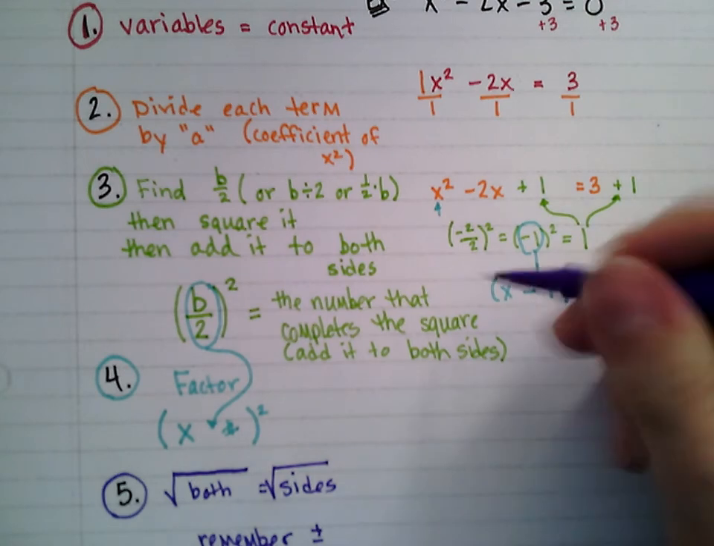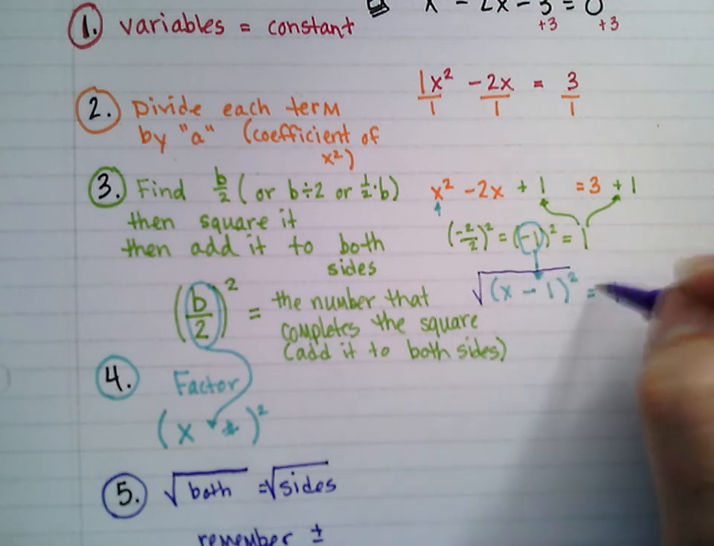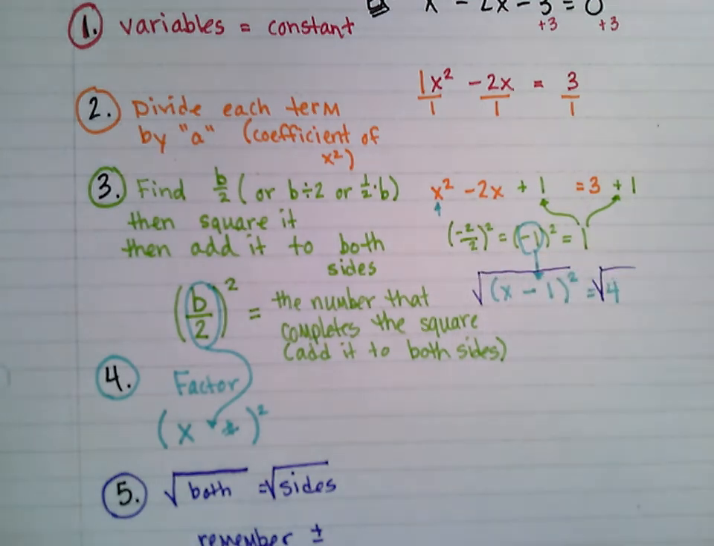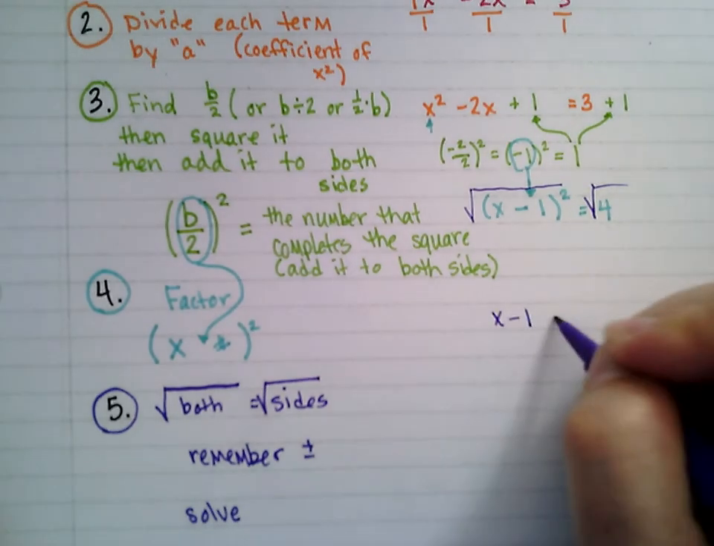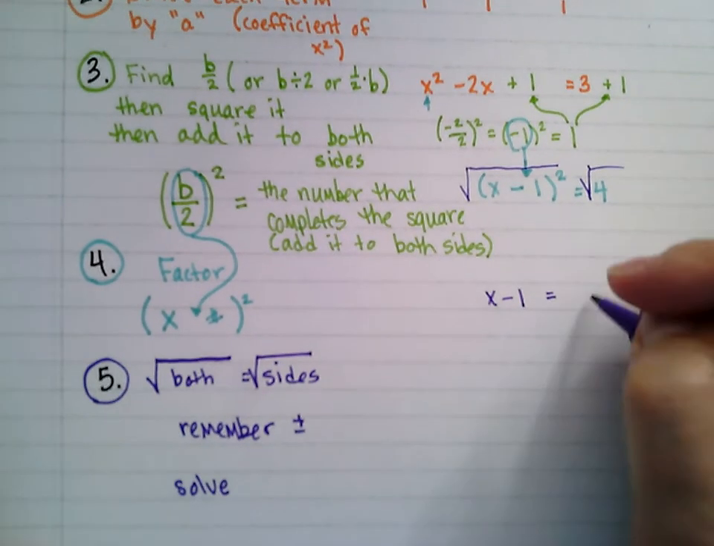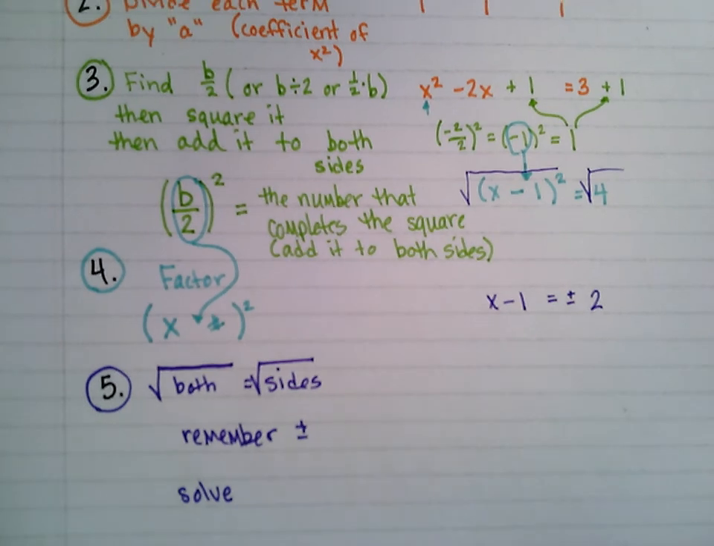So at this point, I'm ready to take the square root of both sides. The left side is going to give me x minus 1. The right side is going to give me 2. Just kidding. It's not 2. What is it really? Because it's not 2. Because what did I forget? The plus or minus. So x minus 1 equals plus or minus 2.